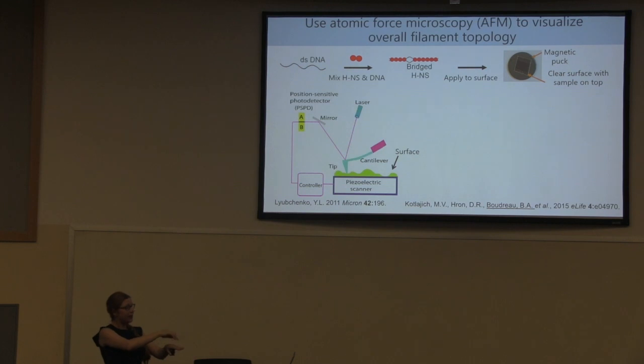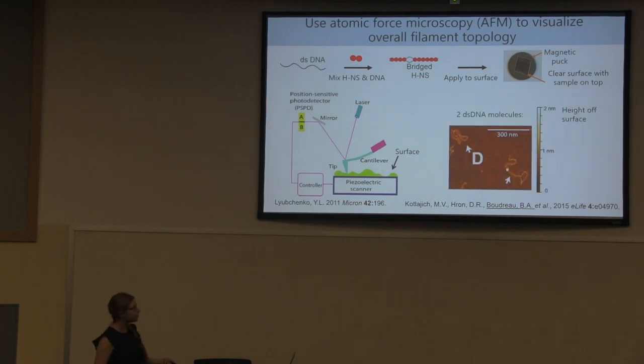And so the tip is going to be tapping along at the same rate if the surface is flat, but if there's any changes in the height, that tip will pick up those changes, and then they are detected by this laser, and then the computer can turn these changes in height and ability for the tip to tap on the surface, and I can get an image that looks like this.